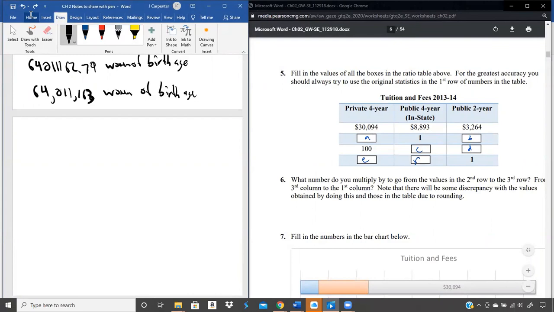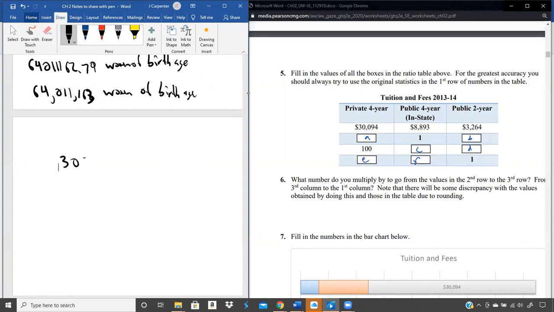So we take the 30,094 over the A and set it equal to the 8893 over the 1. Again, this is my box. 3 corners have numbers, 1 has a blank. Can you see that? I hope you can see that. I'm circling around these 4 spots. So we're going 30,094 over A equals 8893 over 1.